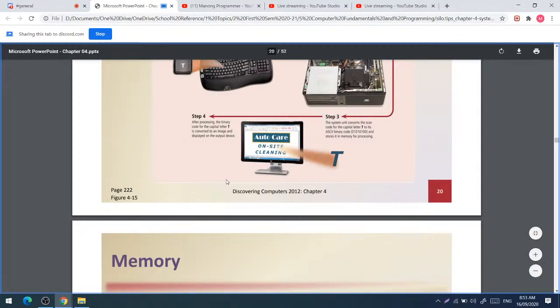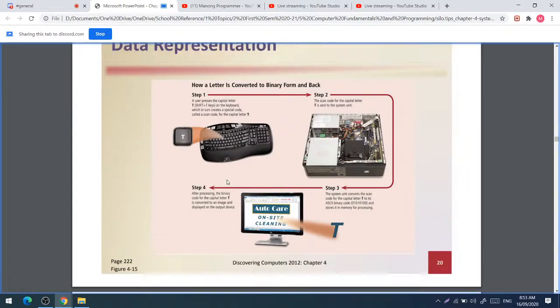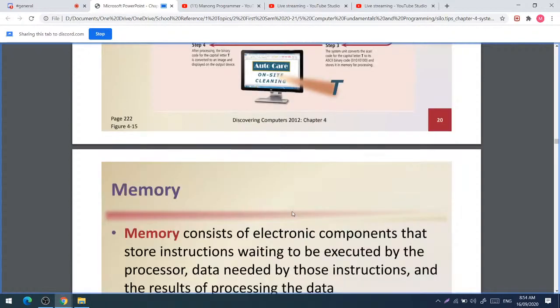Okay, so how is a letter converted to binary form and back? What I said earlier: the language that we understand is not the computer language. So in my example earlier, the letter T cannot be understood by the computer. So what will it do? If we press T, T will be scanned and translated into binary. And then later on, that letter T will be converted into an image and outputted on our screen.